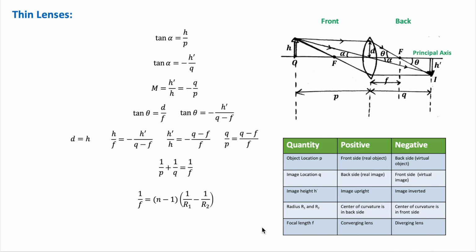Also, if we know the radius of curvature of the front surface of the lens, R1, and the back surface, R2, then the focal length of the lens in air is related to R1 and R2 and to the index of refraction n of the lens through this relation. So this equation is known as the lens maker's equation.